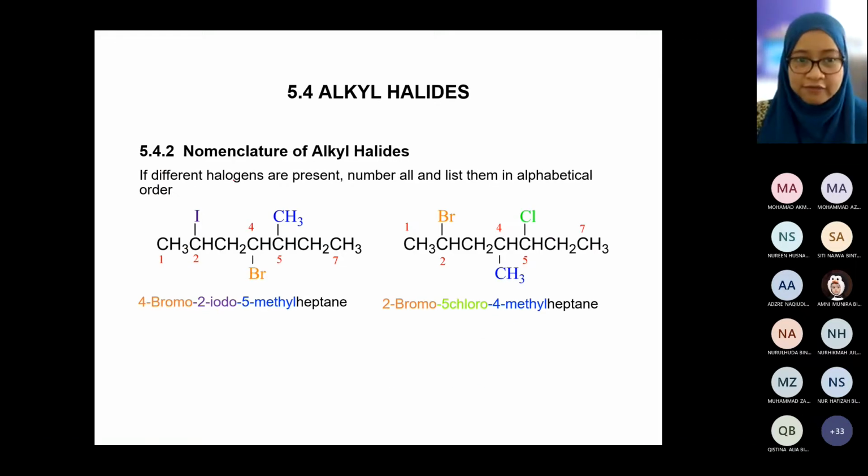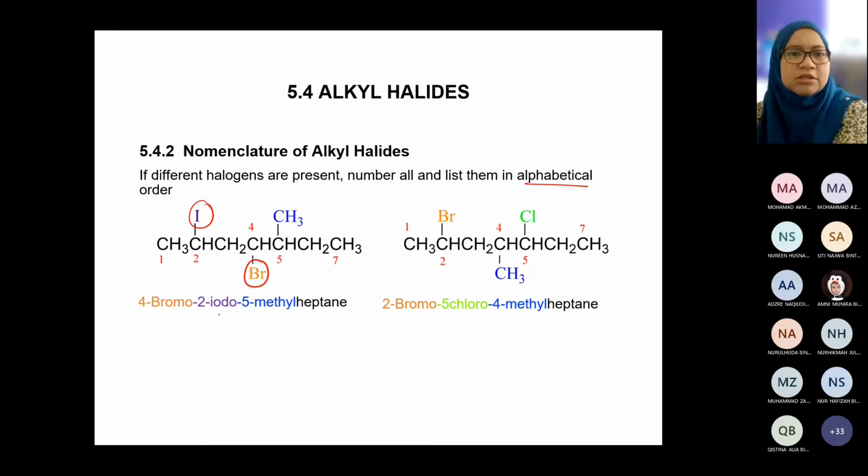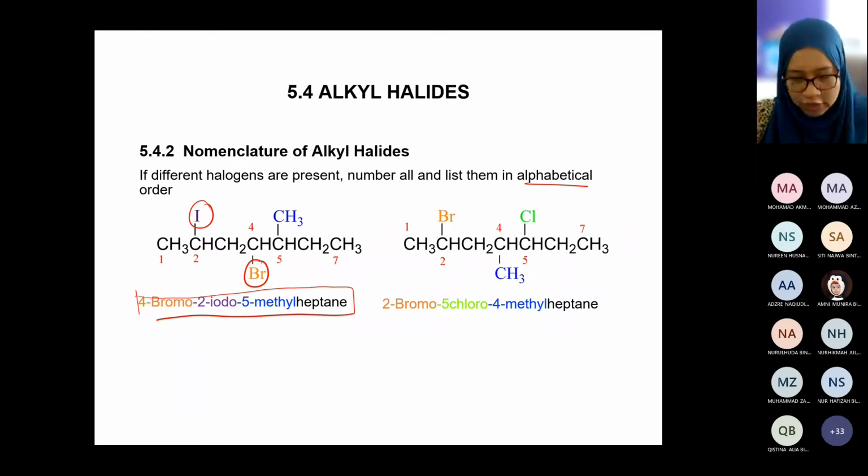Right, if different halogens are present, number all and list them in alphabetical order. Okay, katakanlah kita ada iodo dengan bromine. So macam mana kita nak namakan dia, kita akan consider in terms of alphabetical order. Okay, bukan consider in terms of numbering. Jangan mesti ingat, okay, number yang nombor depan mesti yang kecil ke besar. No, bukan macam tu.